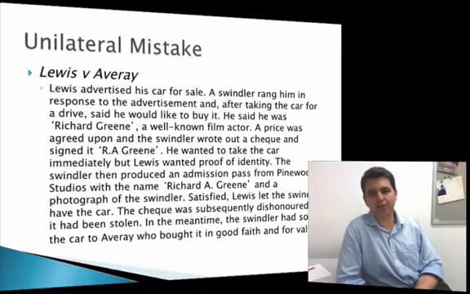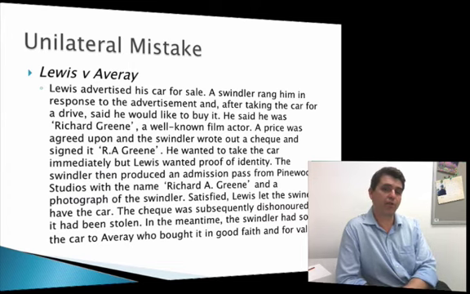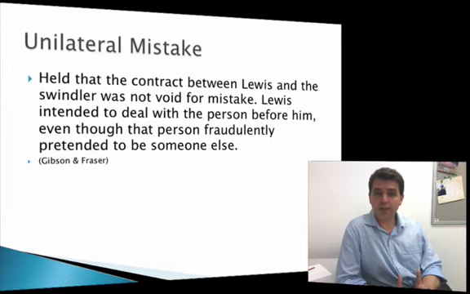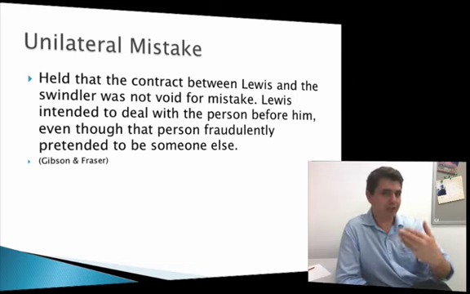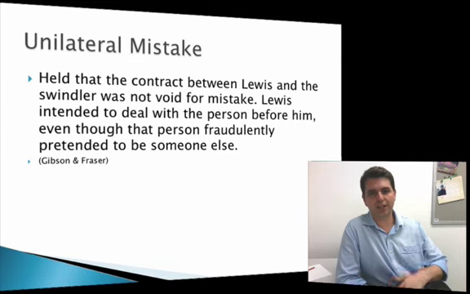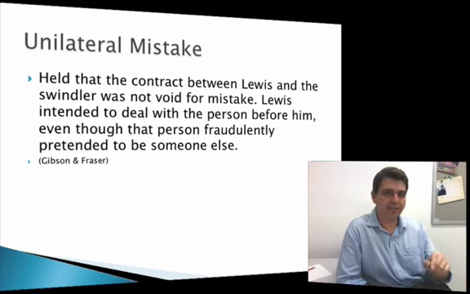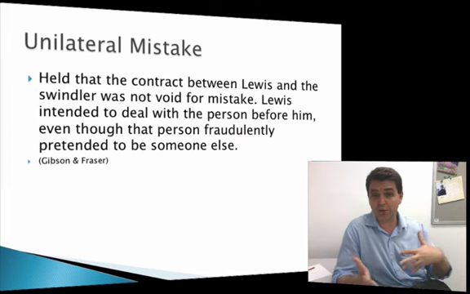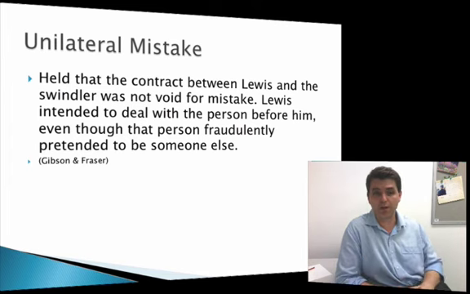Here's a third case, Lewis and Avery. Very similar circumstances that I'll leave you to read on your own and think about. It was really the same finding: when the two people have met in person, even if one of them's a swindler lying to them, you actually know who you're dealing with, right? So it's not the unilateral mistake in the sense that it is if there's correspondence involved and you don't genuinely know who you're dealing with.